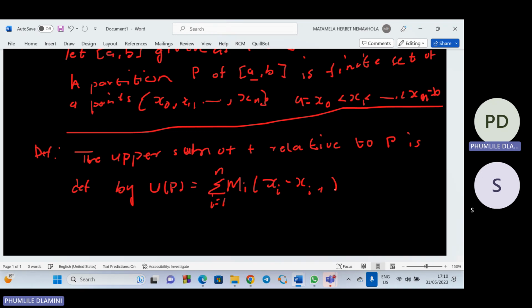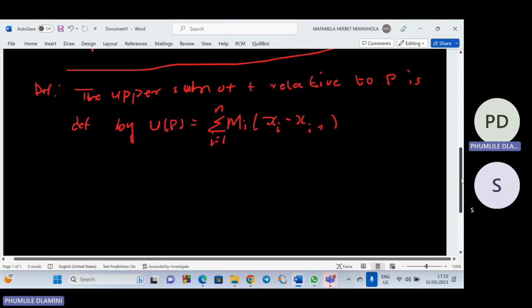In your books here at UNISA, they don't use i, they use k. So you will find in your memos that instead of xi, they say xk. But it's still the same process.